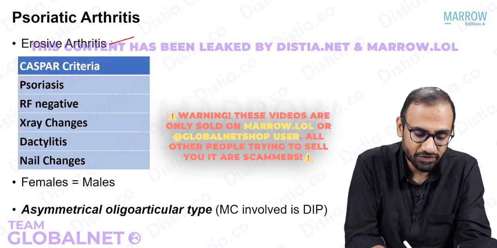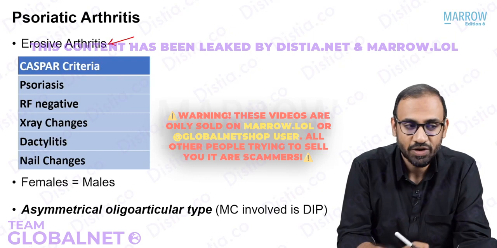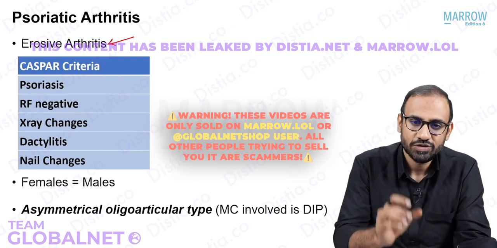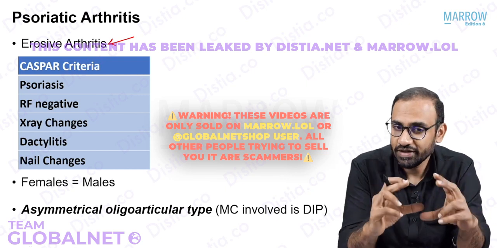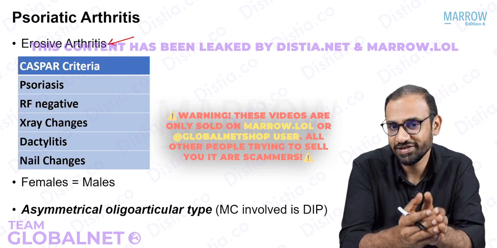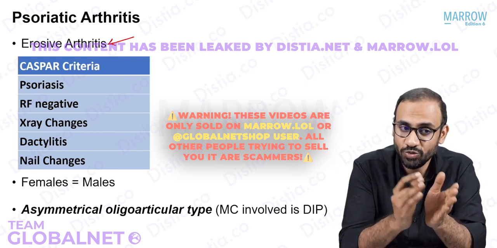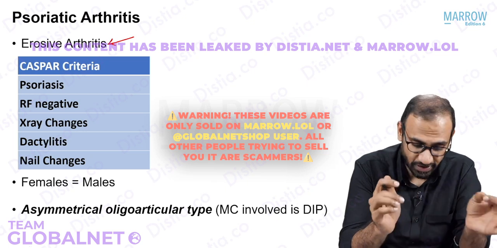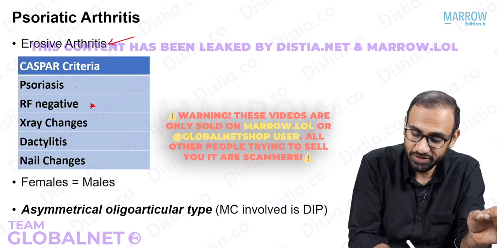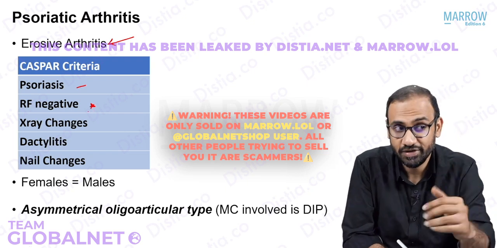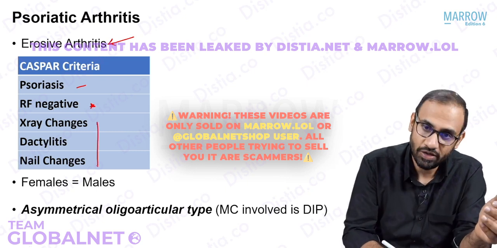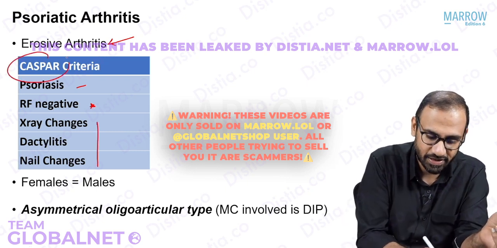It is erosive arthritis, just like any inflammatory disease. So obviously when there is erosive arthritis, there will be destruction of the joint. So we have to know the criteria to diagnose psoriatic arthritis, because I just told you that patients with psoriasis can also have rheumatoid arthritis. So to make a diagnosis of psoriatic arthritis, you need rheumatoid factor negative. Okay, so a psoriasis patient with rheumatoid factor negative. Other things that you need are X-ray changes, dactylitis, and nail changes. All of this together is known as Casper's criteria.